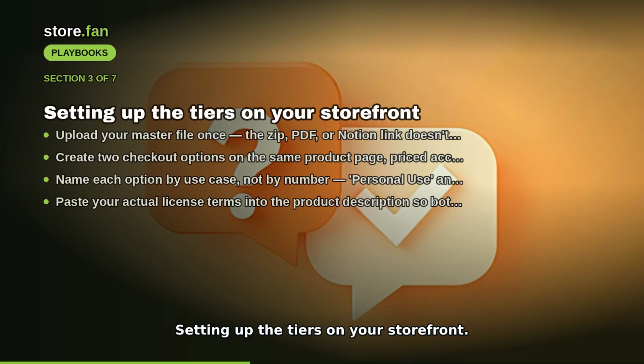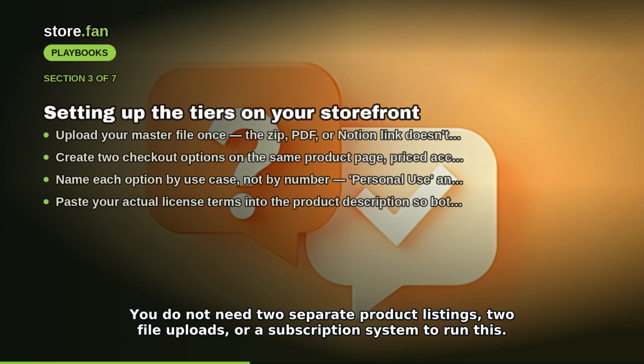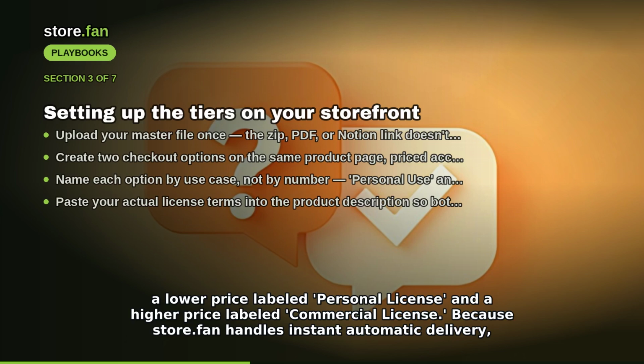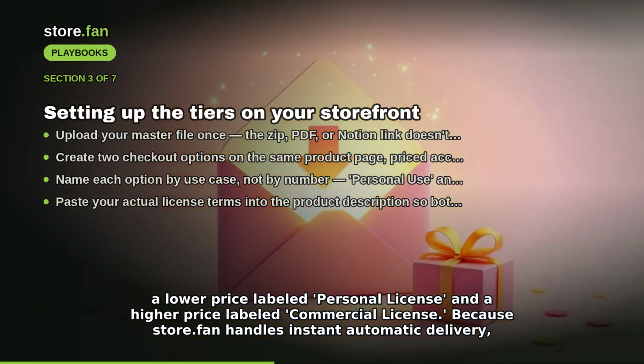Setting up the tiers on your storefront. You do not need 2 separate product listings, 2 file uploads, or a subscription system to run this. Inside your store.fan dashboard, upload the file once and offer it as 2 price points on the same product. A lower price labeled personal license and a higher price labeled commercial license.